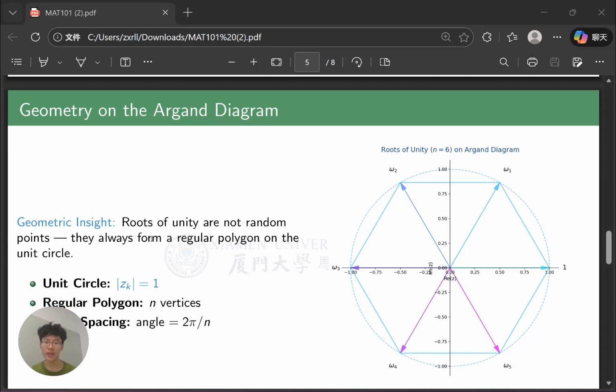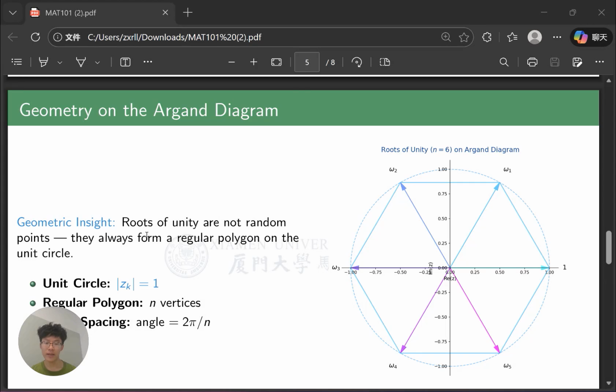Regular polygon. If we connect these points, they form a regular hexagon. If n were 3, it would be an equilateral triangle. If n were 4, a square. This is a fundamental geometric insight. Roots of unity are the vertices of regular polygons centered at the origin.